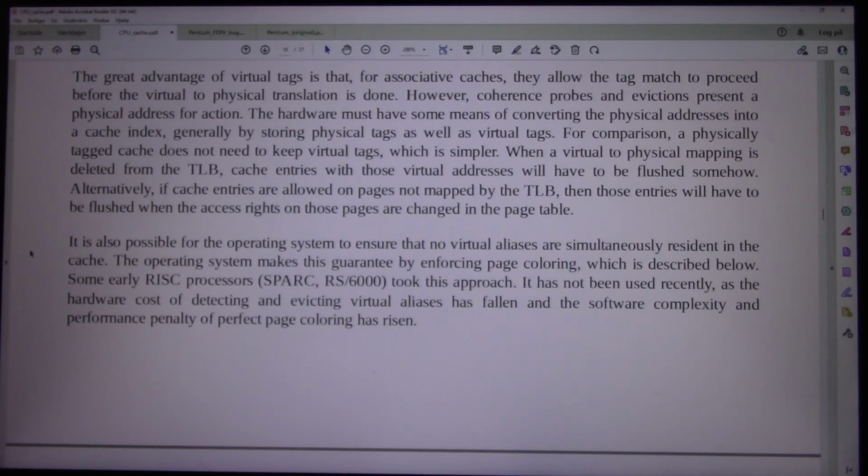Some early RISC processors, SPARC, RS/6000, took this approach. It has not been used recently, as the hardware cost of detecting and evicting virtual aliases has fallen and the software complexity and performance penalty of perfect page coloring has risen.